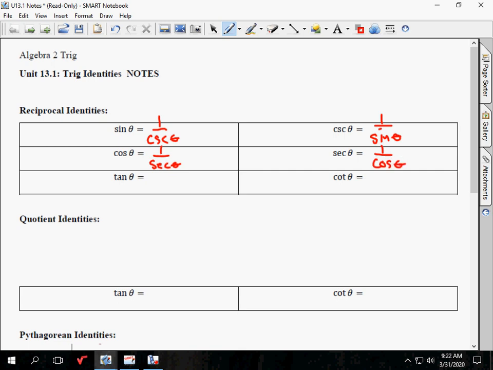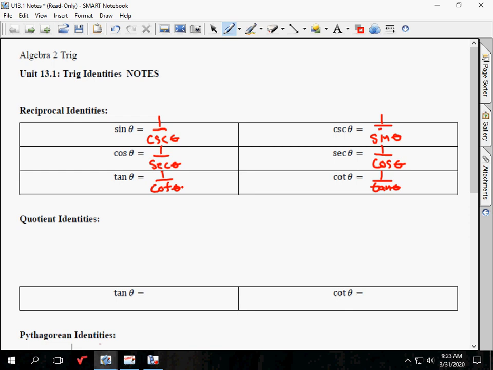And then tangent and cotangent are reciprocals of each other. So tangent is the same as 1 over cotangent, and then cotangent is the same as 1 over the tangent. All right, so remember, when you see 1 over something, that means it's the reciprocal. So if the number is 5, then its reciprocal is 1 over 5; x, 1 over x.